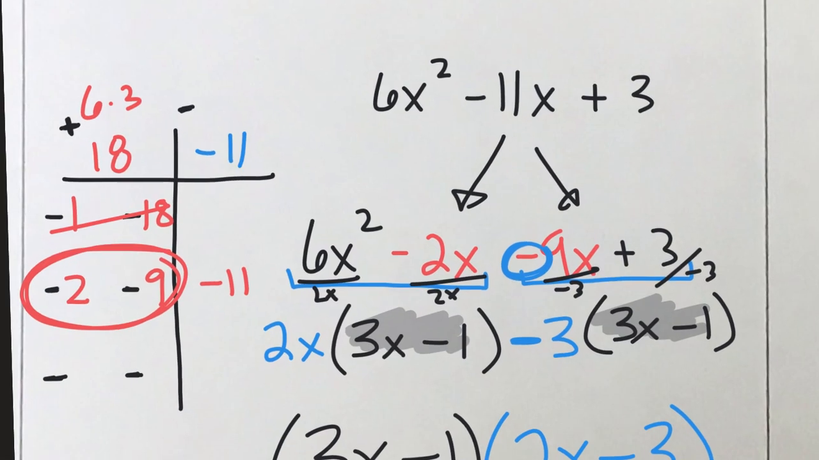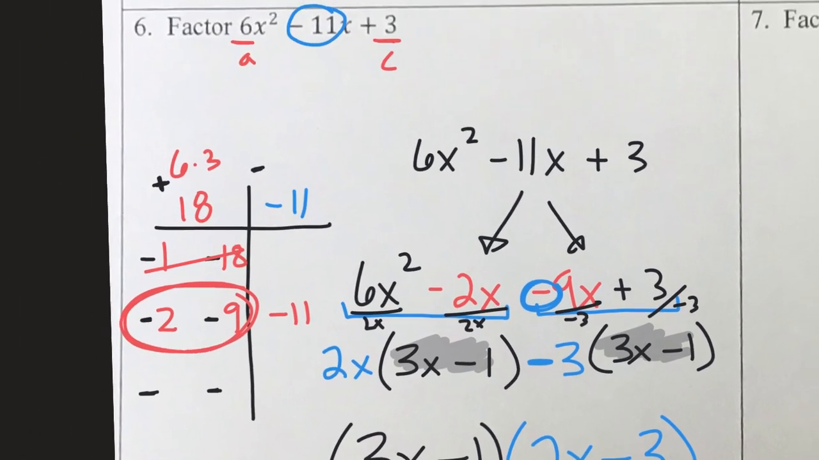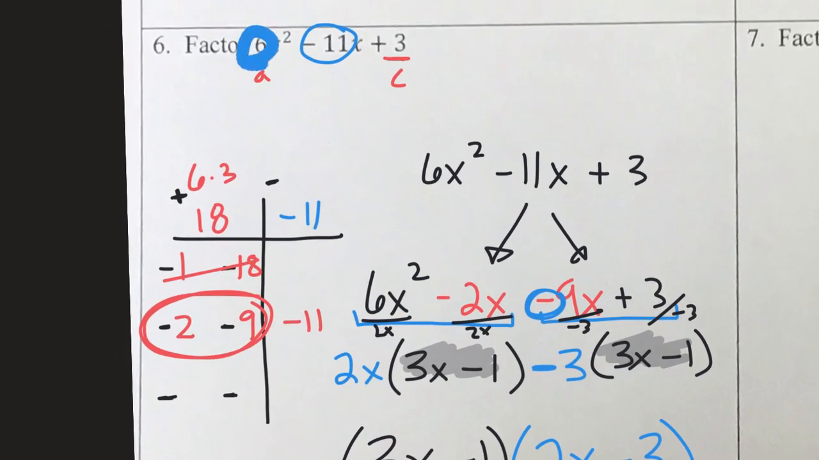Okay, so this is called the AC method. You multiply your first term by your last term, and you're looking for numbers that add to give the middle. We take those numbers and we split that middle into those two multipliers, and then we do common factoring to get our final answer. Okay? This is called the AC method.